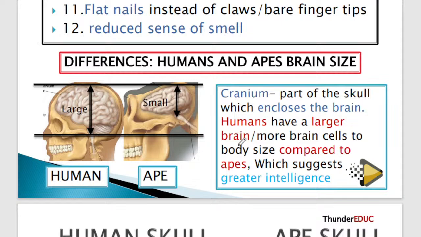Yes, humans have a larger brain or more brain cells to the body size. Whenever you are talking about the brain cells, you must relate it to the body size. Because if you don't compare it to the body size, then you won't get it right. So compare the body size, then that leads to higher intelligence. The more brain cells you have, the higher the intelligence you're going to have.